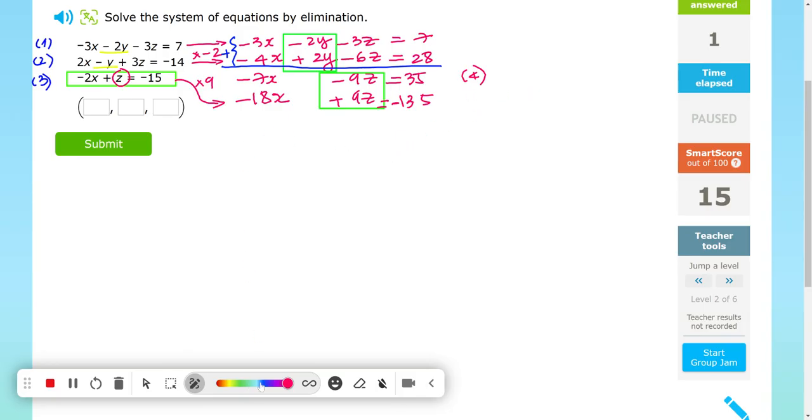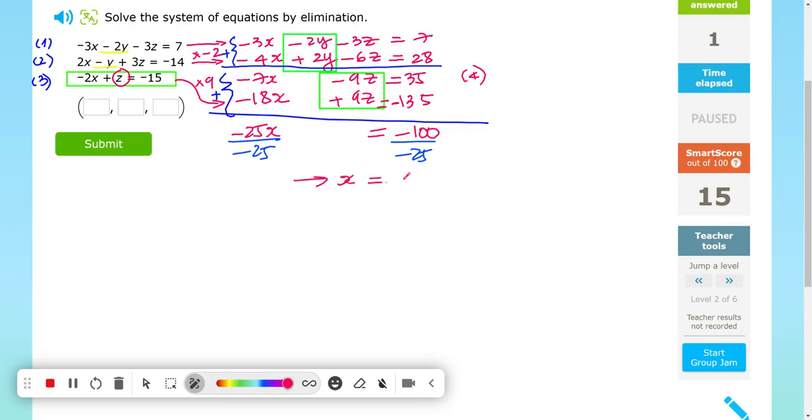So now we add these 2 equations together. So you can see the z got eliminated. So you come out over here with negative 25x. And over here, oh my God, negative 100. It's so beautiful, because when you divide by negative 25 on both sides, the answer is not a fraction. How about that? So x equals 4. Very good.